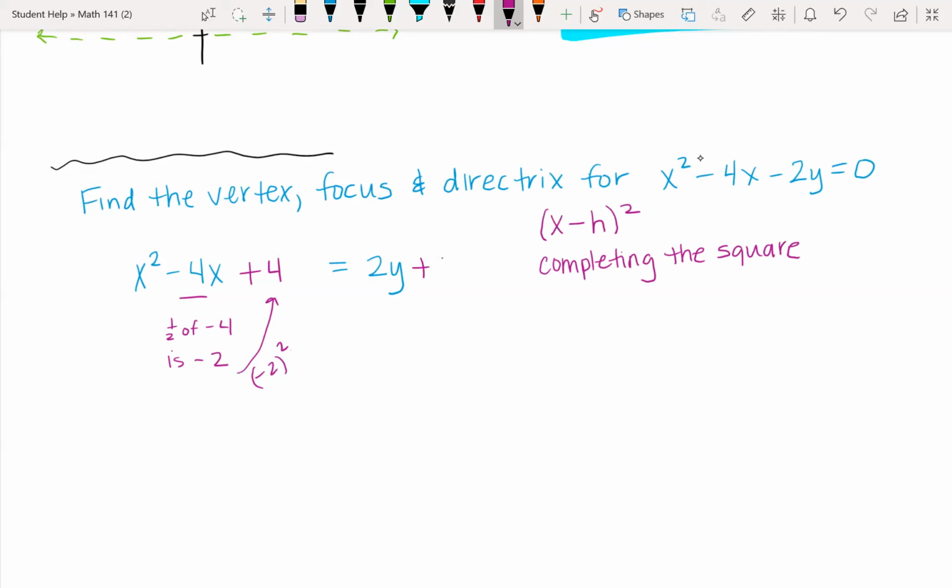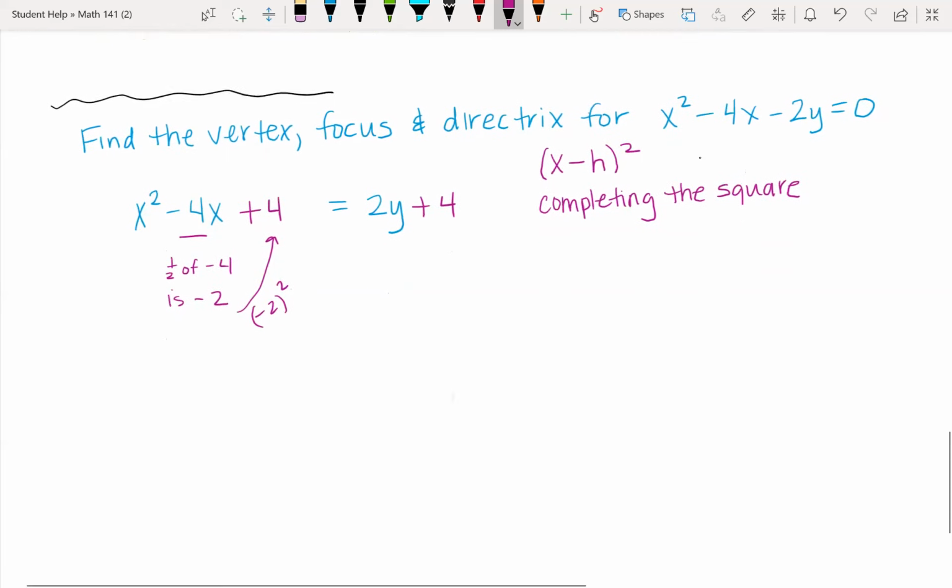And I'm going to add 4 on the other side. I need to balance out the equation. I can't just add numbers in because it changes the original equation. Adding 4 would shift the whole graph up, right? But if I add 4 to both sides, it's not going to change the original that I had.